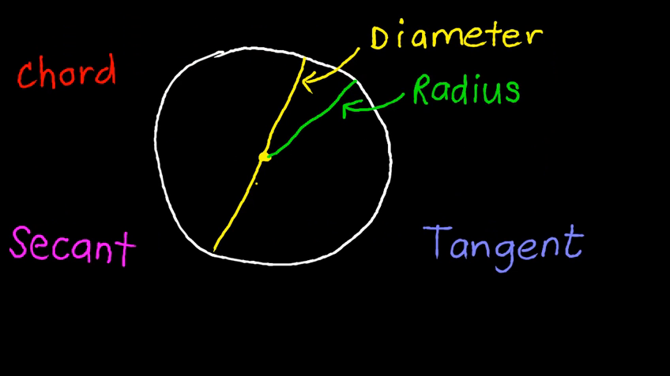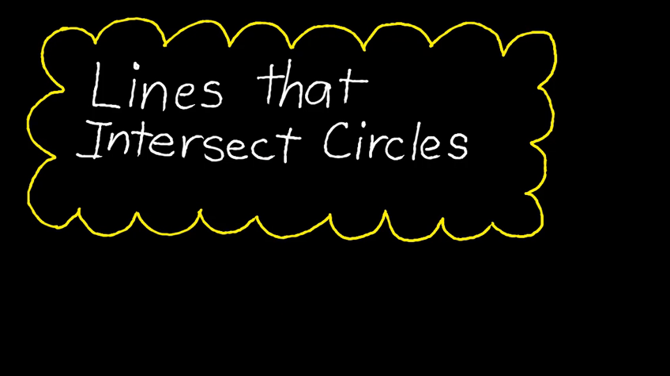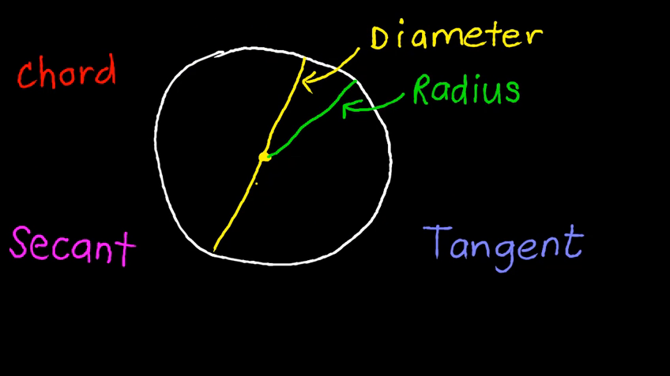The first one's on lines that actually intersect circles. And there's 5 types of lines that we'll be talking about. The first two, diameter and radius, you already know. Radius is half of the diameter, and the diameter goes all the way across.